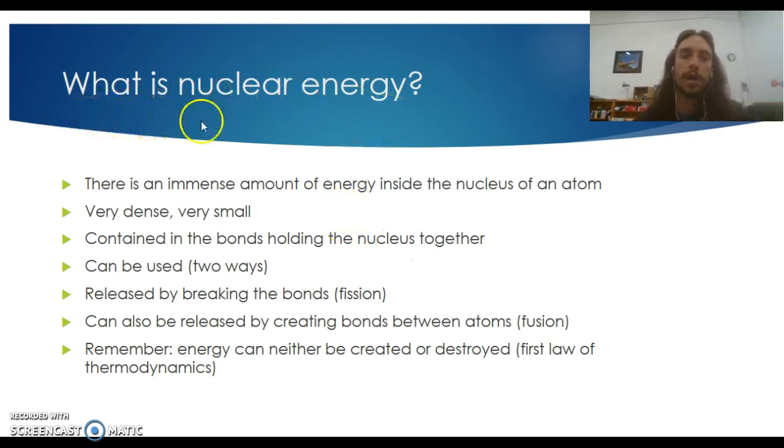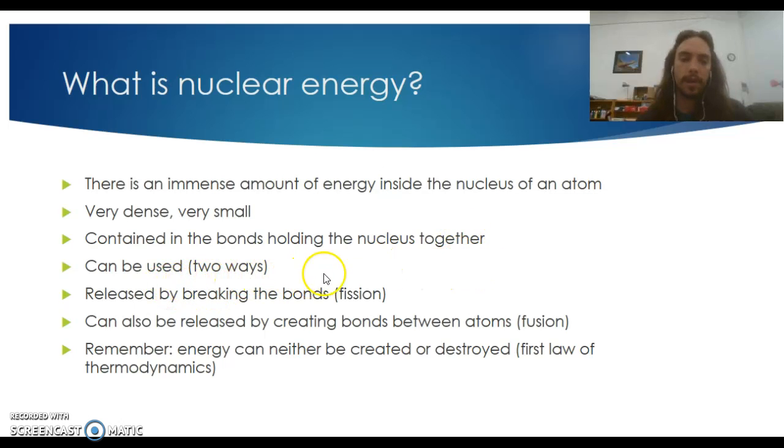So let's start off with what is nuclear energy. Basically, there's an immense amount of energy inside the nucleus of an atom. It's very small and very dense. To have that very small, very dense thing happen, you need a whole bunch of energy holding it together to make the bonds, or to split it apart so it can form other bonds with different molecules. Nuclear energy is contained in the bonds holding the nucleus together, so that's where the neutrons and the protons are, the most dense particles inside of an atom.